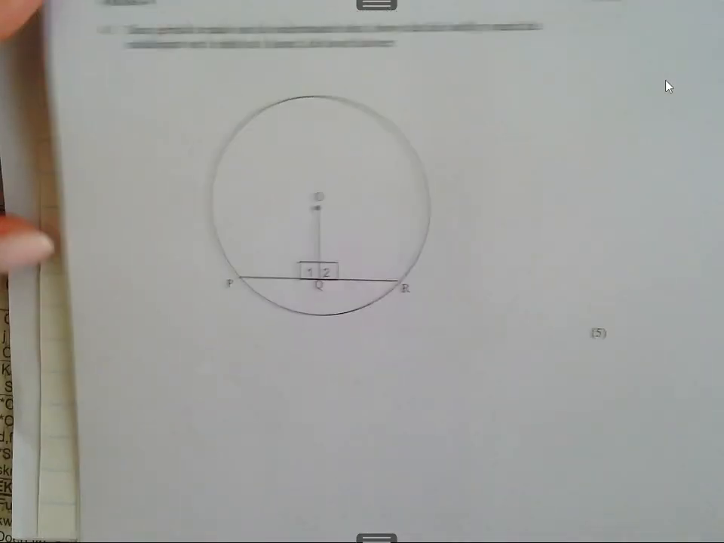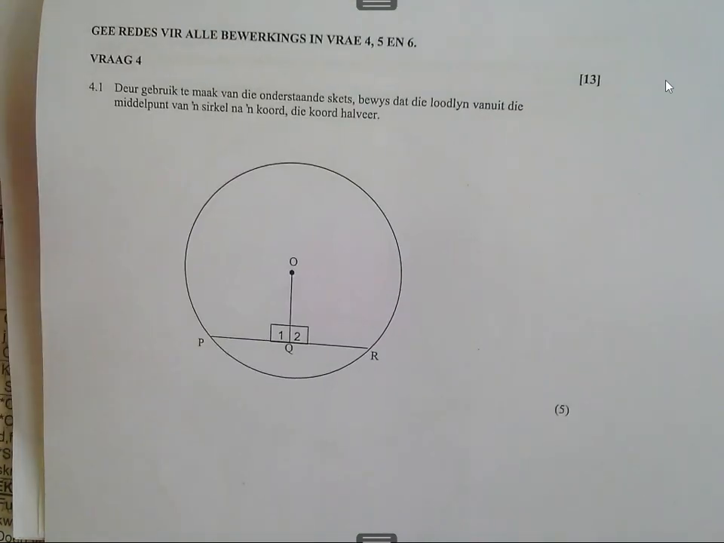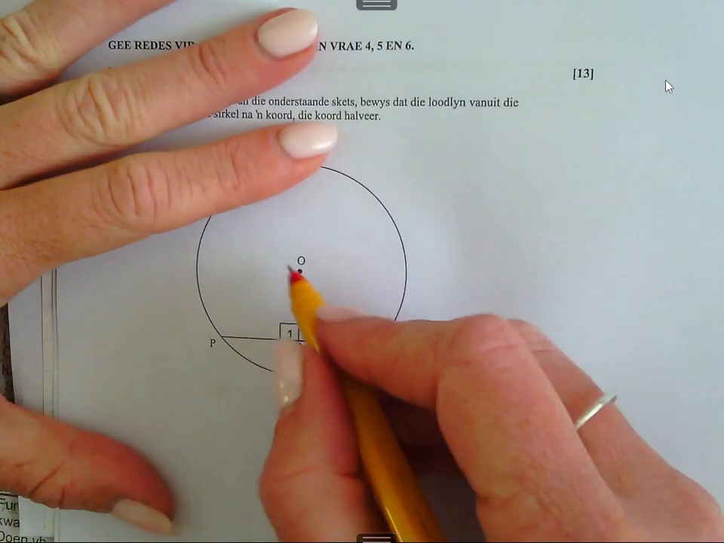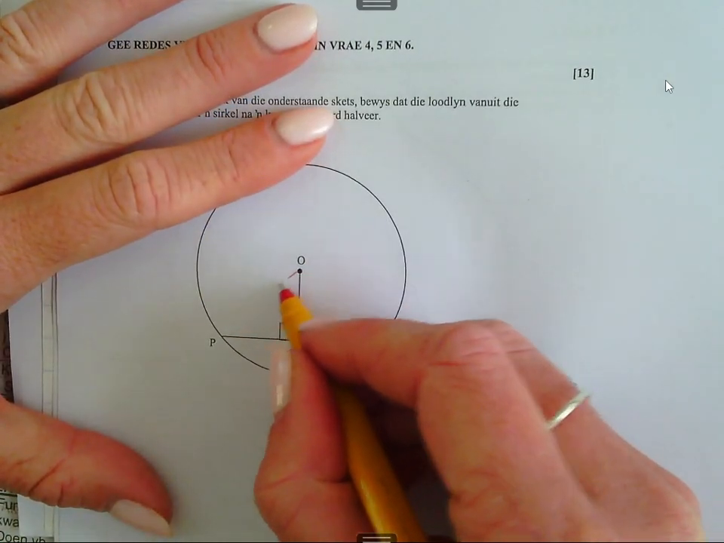Reg, vraag 4, die meetkunde. Die eerste een is 'n bewys. Ek gaan nie die hele bewys vir jou doen nie, jy het alles daarso. Ek gaan net vir jou wys, sy begin is Pythagoras.